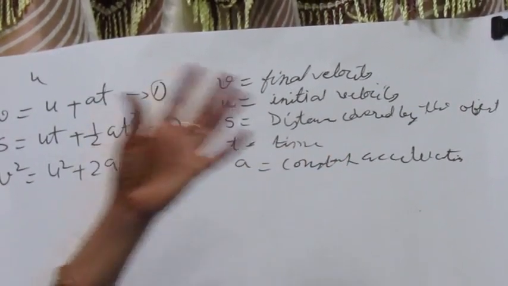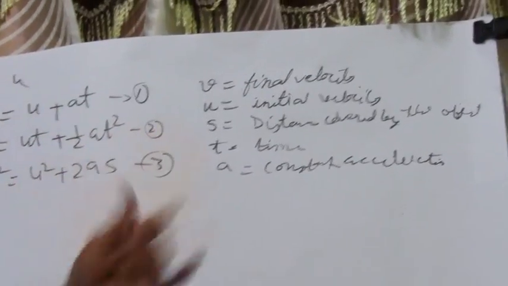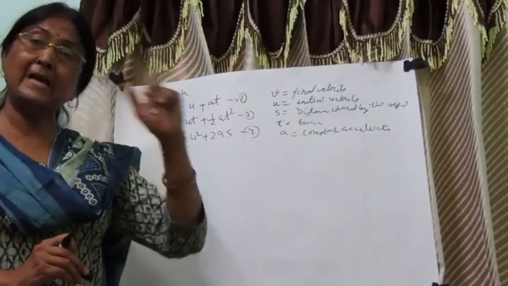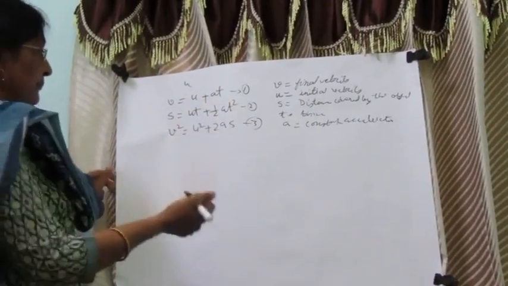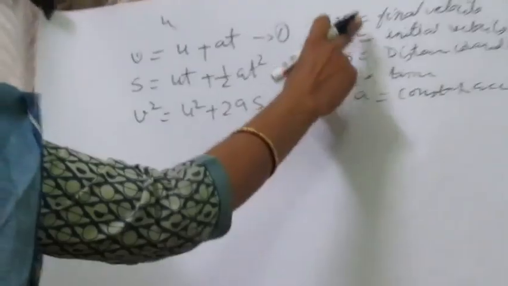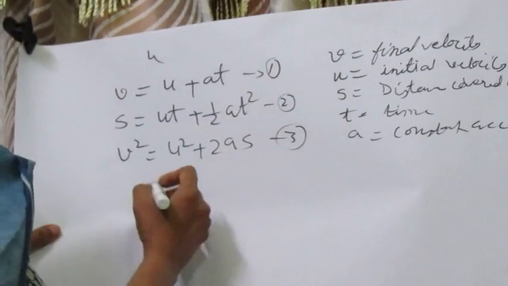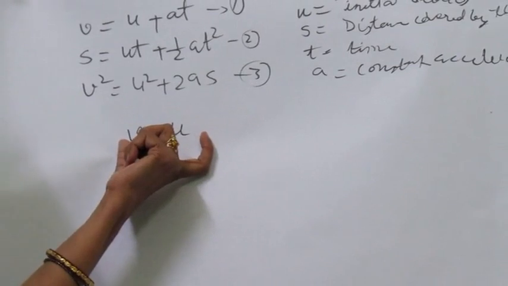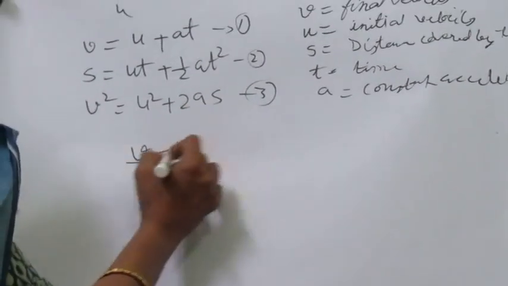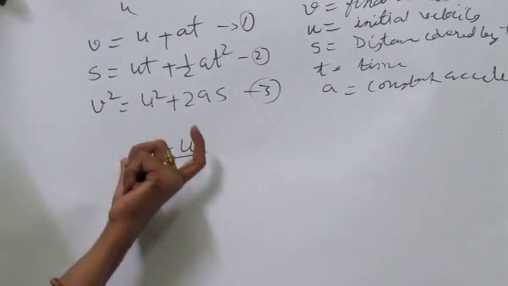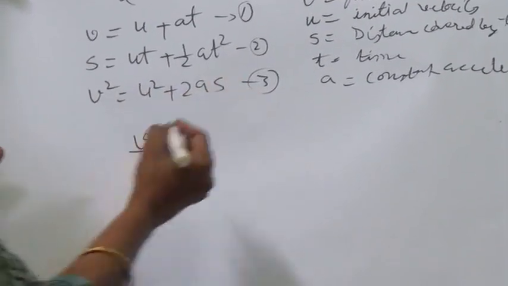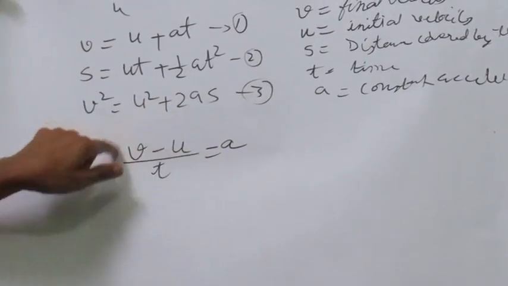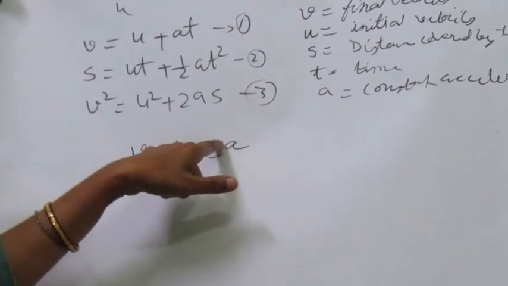What do we mean by acceleration? Acceleration means rate of change of velocity, that means velocity change per second. If the final velocity is V and the initial velocity is U, then we can write V minus U. This is the change in velocity of this moving object. Now if you divide it by T, the rate of change of velocity, this means acceleration A.